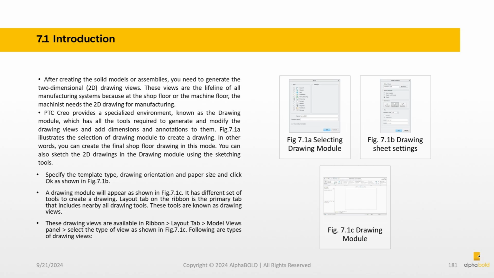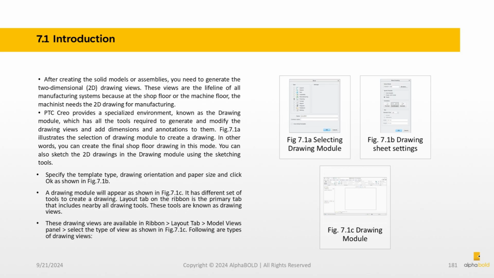Specify the template type, drawing orientation, and paper size, and click OK. A drawing module will appear. It has a different set of tools to create a drawing. The Layout tab on the ribbon is the primary tab that includes nearly all drawing tools. These tools are known as drawing views. These drawing views are available in the ribbon Layout tab, Model Views panel.